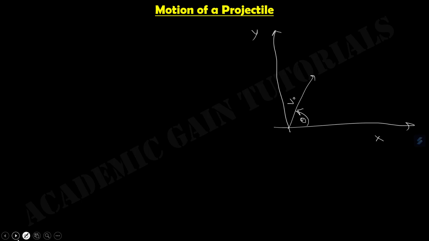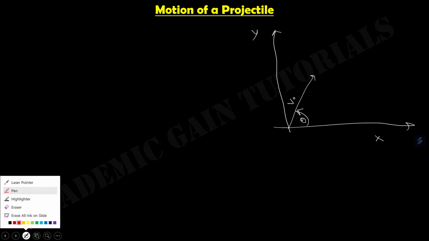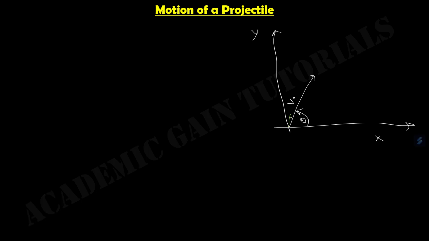So let us first draw the reference frame, x-axis and y-axis. This is the x-axis and this is the y-axis. Suppose a body is thrown at an angle of theta with the velocity of v naught in this manner. Then the body will go like this. The body will move like this.